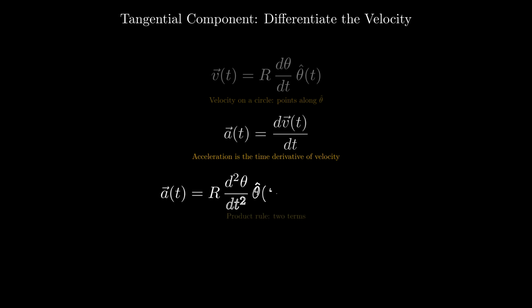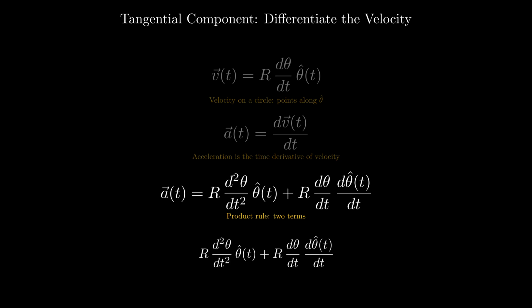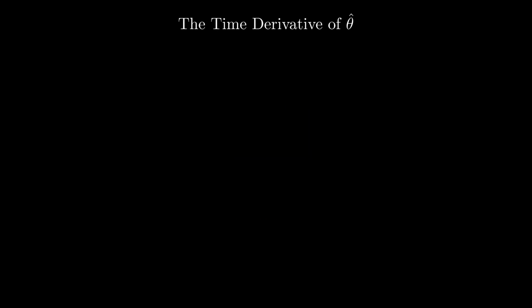This gives two terms. The first, r times the second derivative of theta, d2 theta dt squared, times theta-hat, comes from differentiating the speed. The second, r times d theta dt, times the time derivative of theta-hat, comes from differentiating the unit vector. Now we handle that second term, the time derivative of theta-hat.